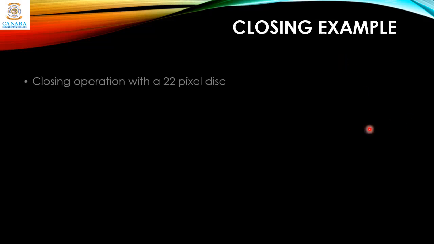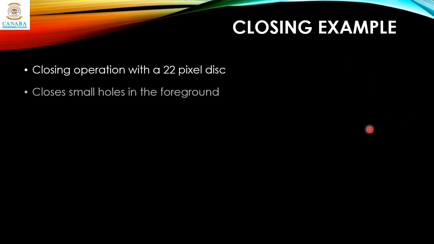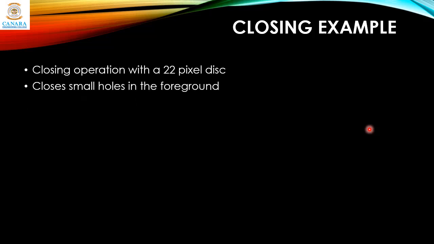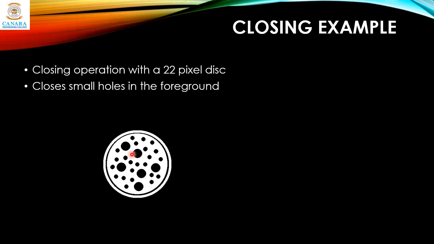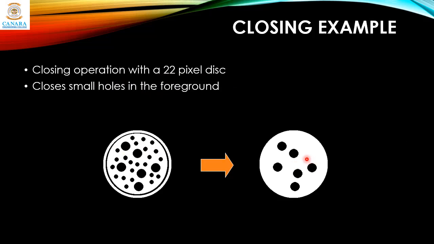One more example. Closing operation with a 22 pixel disk, and basically we use it to close small holes in the foreground. You can see this is the image. It has bigger circles and smaller circles. Now if you perform closing operation with a 22 pixel disk, the output will be like this. What's happening here is smaller black dots will be closed fully by the white foreground. So this is how the operation looks after performing closing.